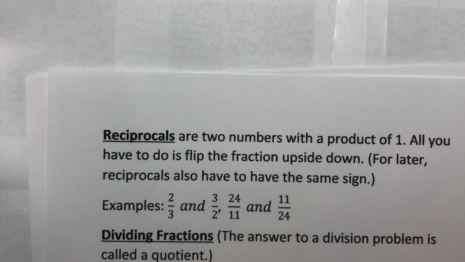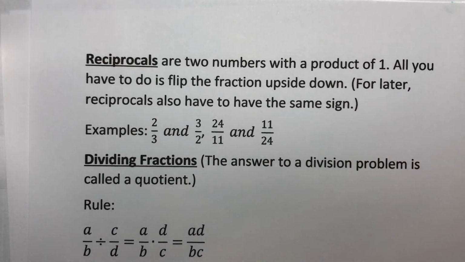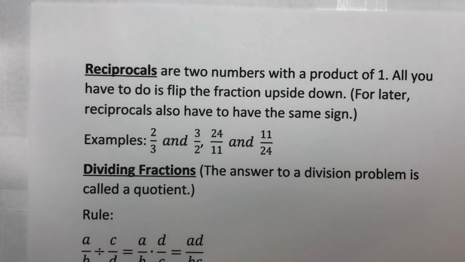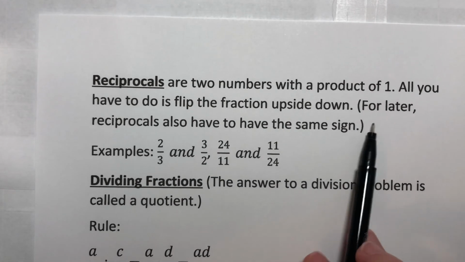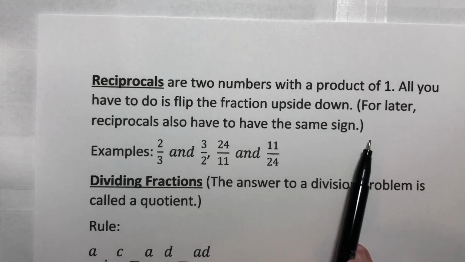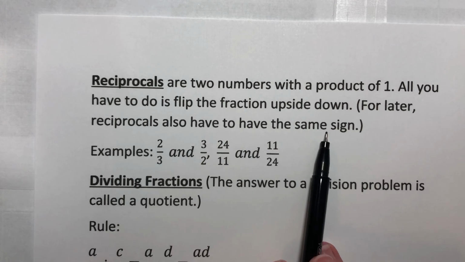All right. Now, a reciprocal. Reciprocals are two numbers that have a product of 1. That means they multiply to 1. Now, to get from one to another, all you have to do is to flip the fraction upside down. Now, we're going to talk about signed numbers, negatives, and everything else later. Reciprocals also have to have the same sign.